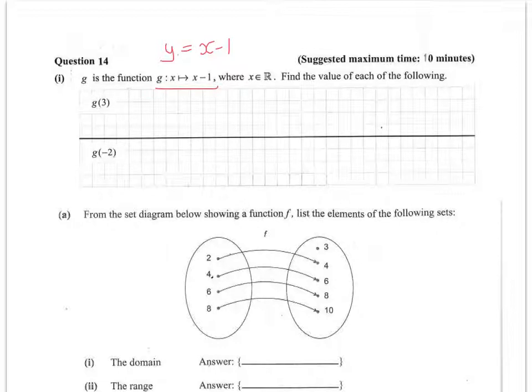So what we're being asked is, let's substitute 3 in as a value of x. So we end up with 3 take away 1, which is 2, and minus 2 take away 1, which is minus 3.